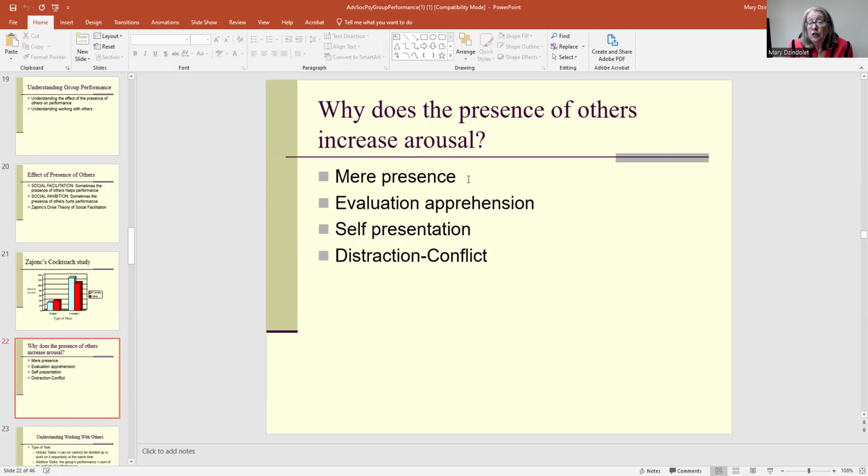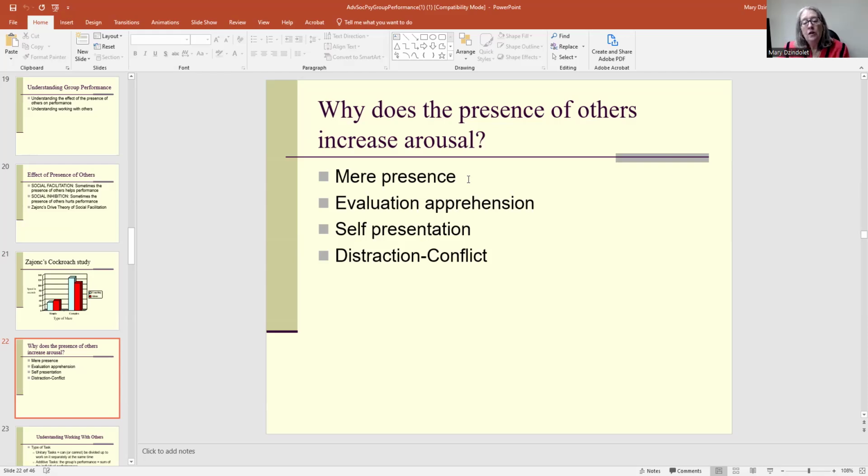There must be some evolutionary adaptive advantage to having it this way. So the mere presence, that's all you need, is another person in the room, and your arousal is going to go up. At this point, most researchers believe that that's true, that it does play a role, but they believe other things can also play a role too, that mere presence really does work, but there may be some other things also. So there are some theorists out there who put out this idea of evaluation apprehension.